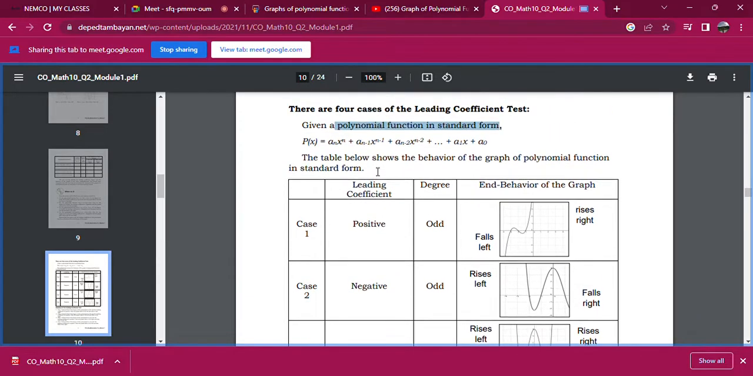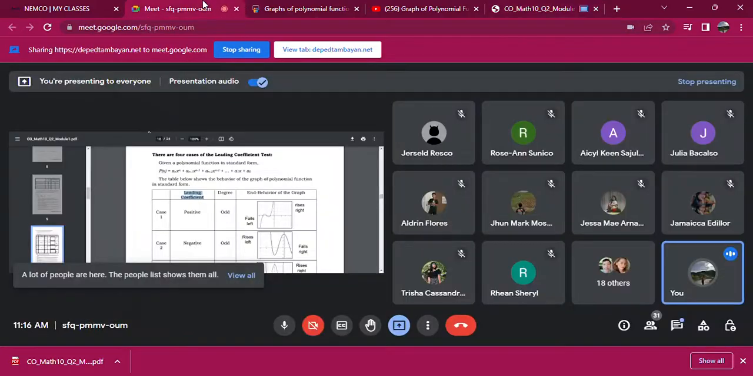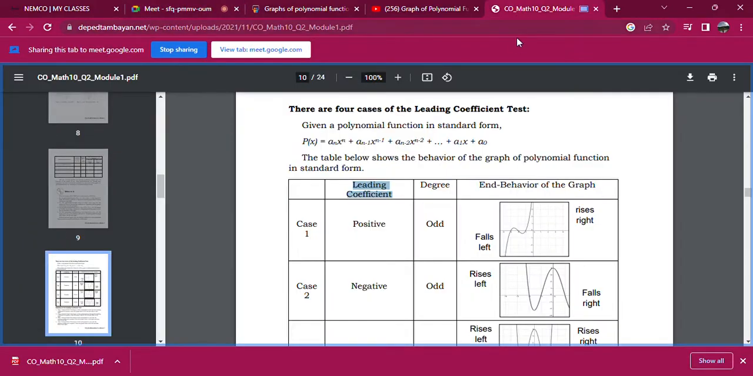So, ang ato pangitaon kay leading coefficient and degree. The degree is the highest exponent. Okay? So, the highest exponent is the degree, and the leading coefficient kay katong number nga pilit sa ato variable with our highest exponent. So like for example, x to the power of 3 plus x squared plus x. So ang ato degree dito kay 3, kay ang pinakadako na exponent kay 3 man.